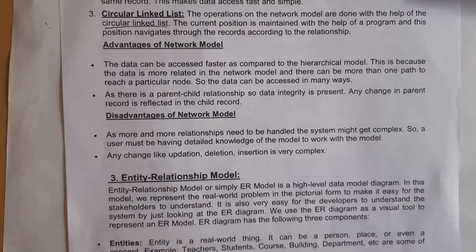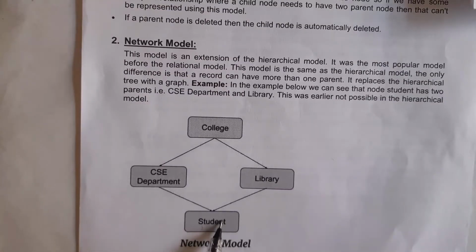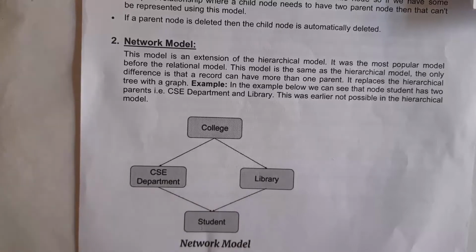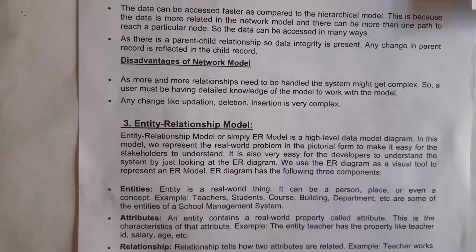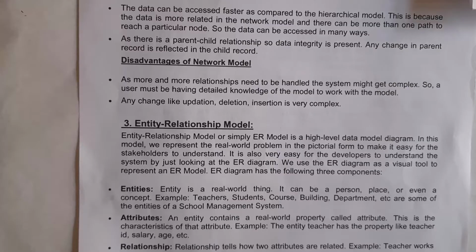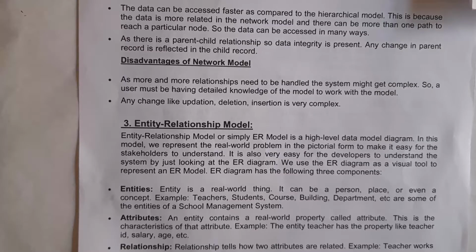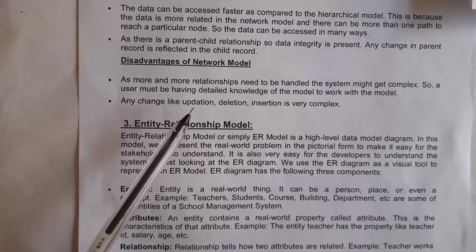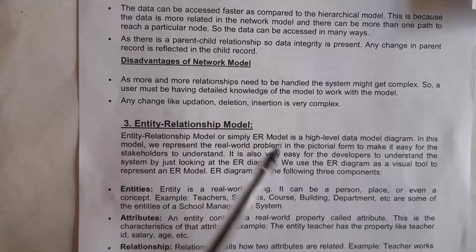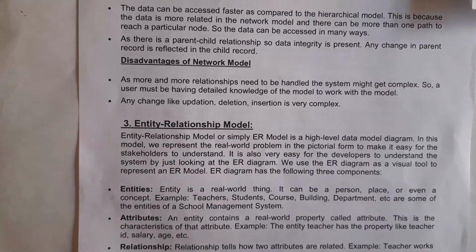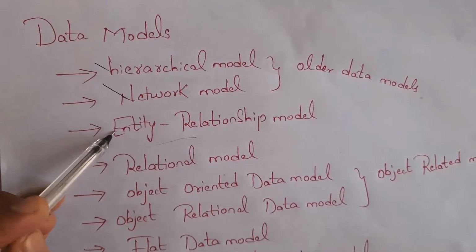Next I will explain disadvantages of network model. First disadvantage is, a single child node can contain multiple parents. Relationship is very complex. So in order to design network model, a lot of knowledge is required. So network model is complex. And if you want to perform any changes to data which is present in network model, it is very complex. If you want to perform any operations like updation, deletion, insertion of data in network model, then it is very complex.